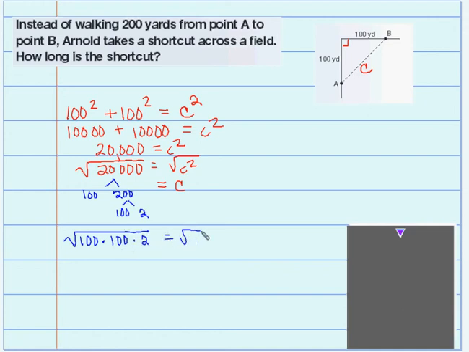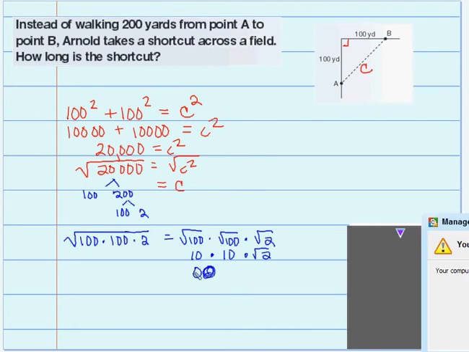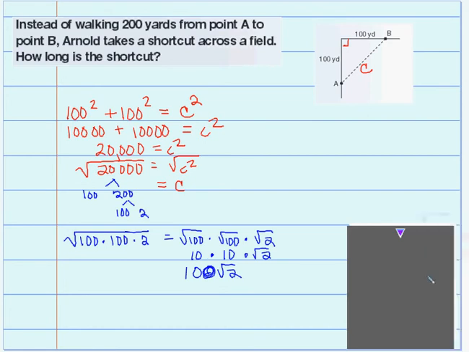So this is going to be the square root of 100 times 100 times 2, which is the same thing as the square root of 100 times the square root of 100 times the square root of 2. And the square root of 100 is 10, times the square root of 100, which is 10, times the square root of 2. So this is 100 square roots of 2.